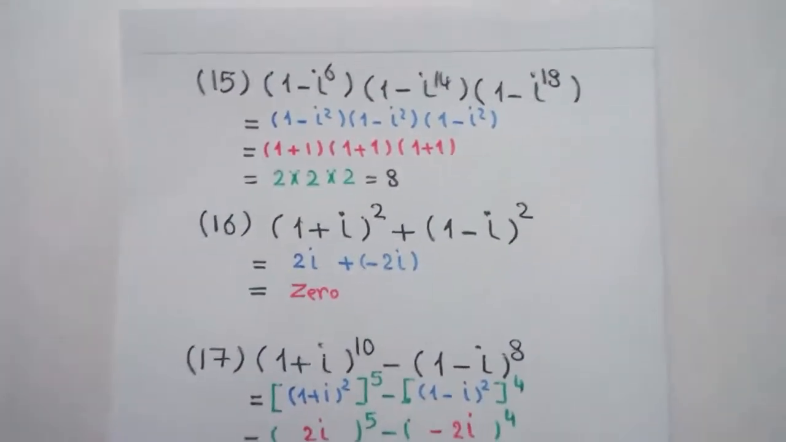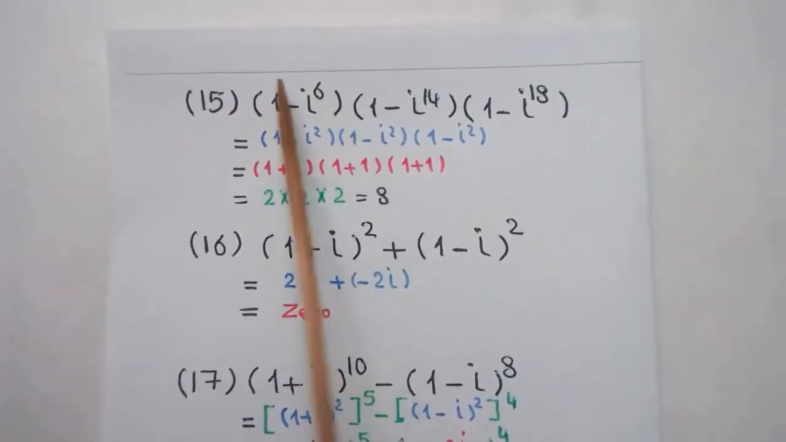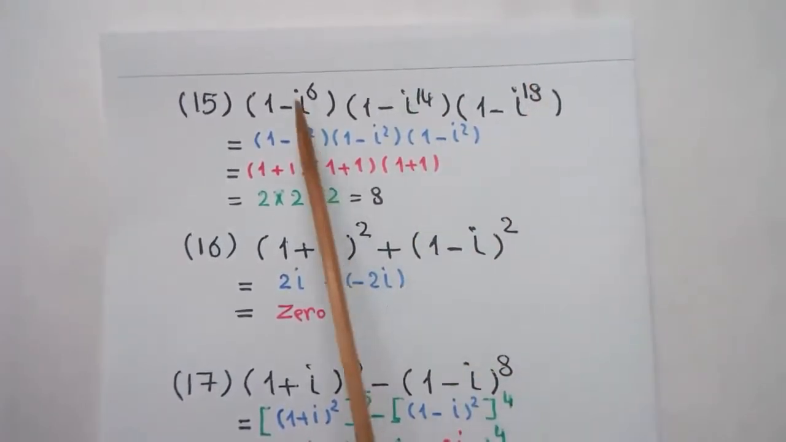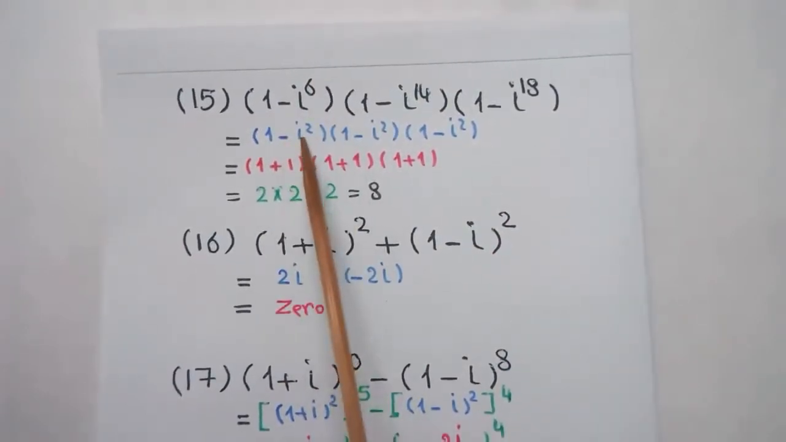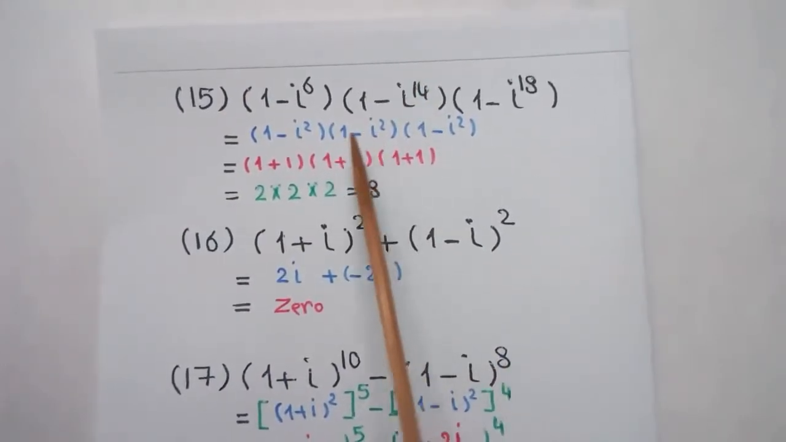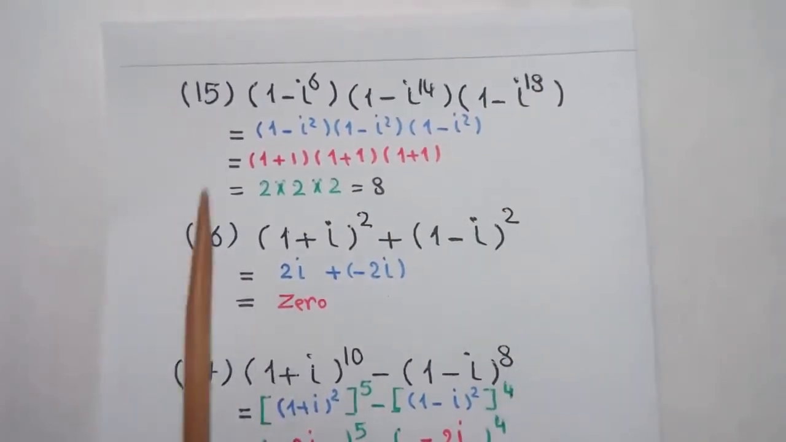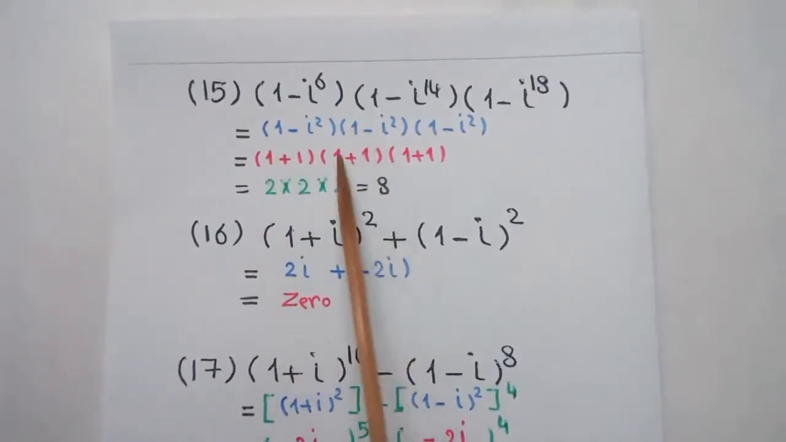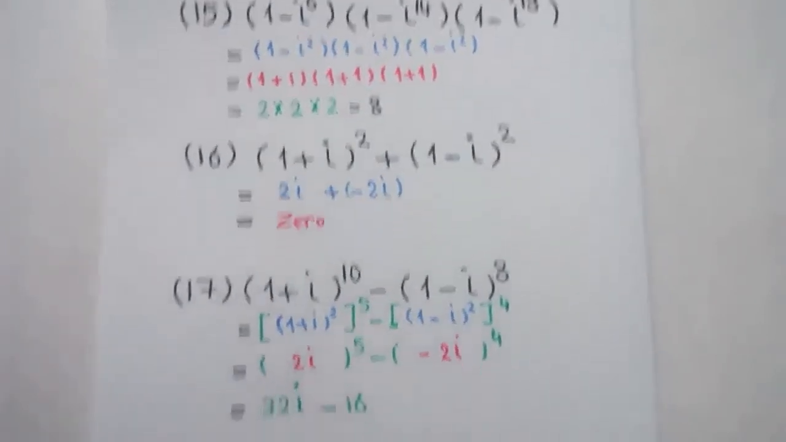Another example. (1 minus i) power 6, (1 minus i) power 14, (1 minus i) power 18. Simplest i. i power 6 is i power 2 cubed, i power 14, i power 18, all of these equal i power 2, which is negative 1. So negative 1 and negative plus 1, 1 plus 1, 1 plus 1. 2 times 2 times 2 equals 8.